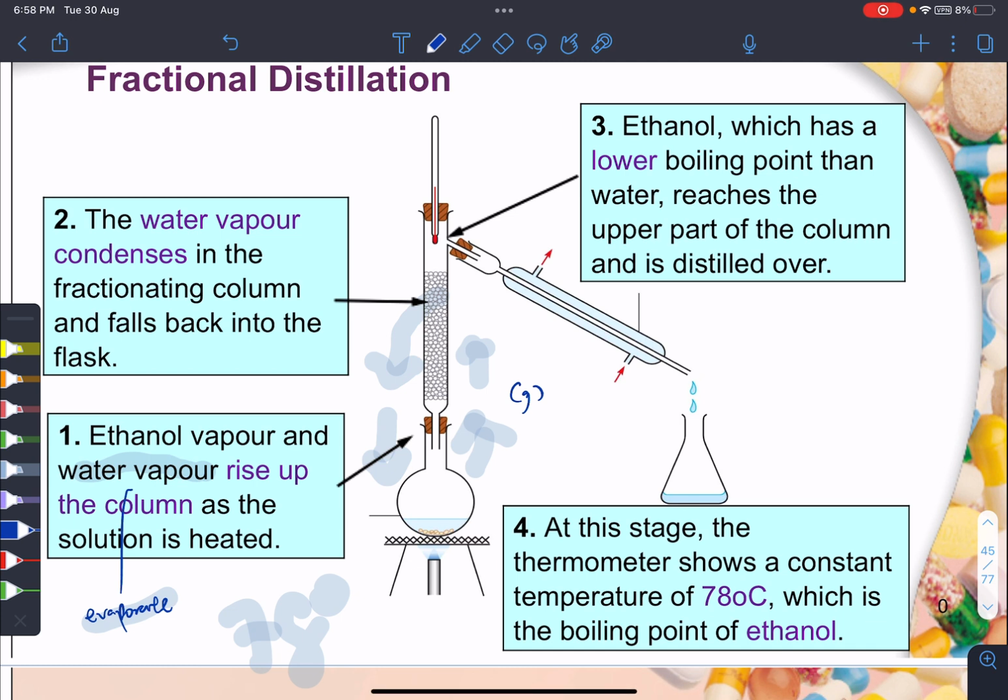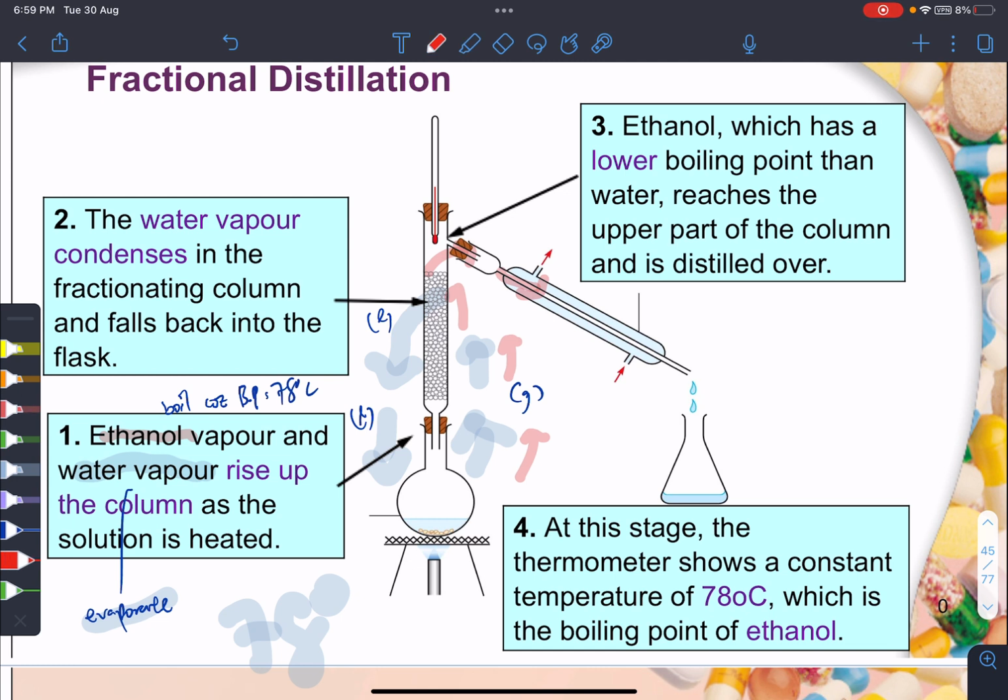But if it hits here, it will condense and go down. So it's like a fake one. But if your ethanol will boil, because the boiling point is 78 degrees, so ethanol goes up, goes in, and actually undergoes the distillation process.